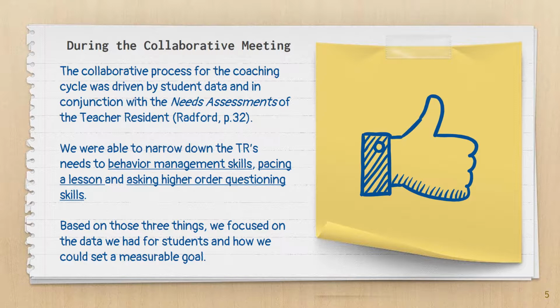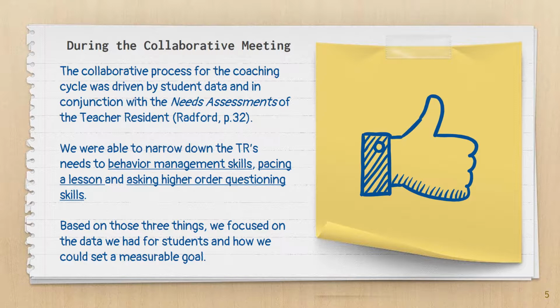What we did while we were collaborating was think about what we had as far as student data, what we had noticed about what our students could and could not do, and then also the needs assessment for the teacher resident. By looking at those things, we were able to narrow it down to 3 big areas for her needs assessment. One of them was behavior management skills, another one was pacing the lesson, and a third area was asking higher order questioning skills. She really felt like she needed to work in that area.